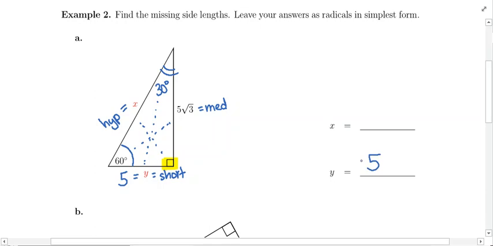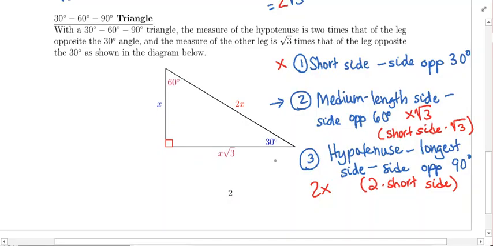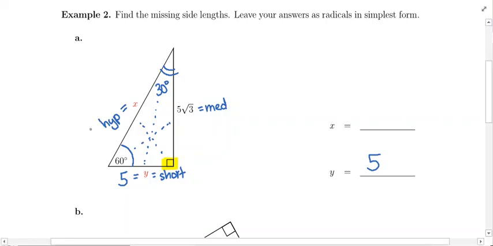Now that we know the short side, we can easily get the hypotenuse. We're turning to our rules over here. To get the hypotenuse, you're just going to take the short side and double it. So the hypotenuse here is going to be the short side times 2, so it's going to be 10. So there's your value of x and your value of y.